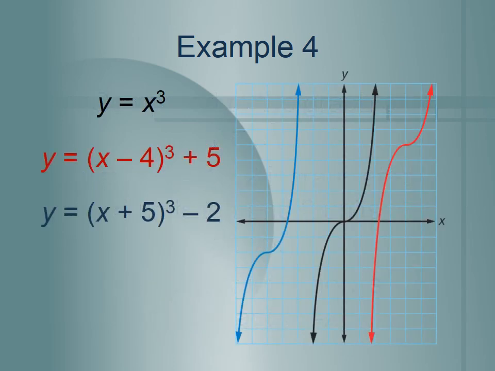So let's look at those graphs compared to each other. So notice this one, x cubed, the point of inflection was at 0, 0. Then we did minus 4 plus 5, so it went 4 to the right and up 5, and our point of inflection was here. And then our plus 5 minus 2, we went to the left 5 and down 2, and here's our new point of inflection. So that's how the graphs translate.